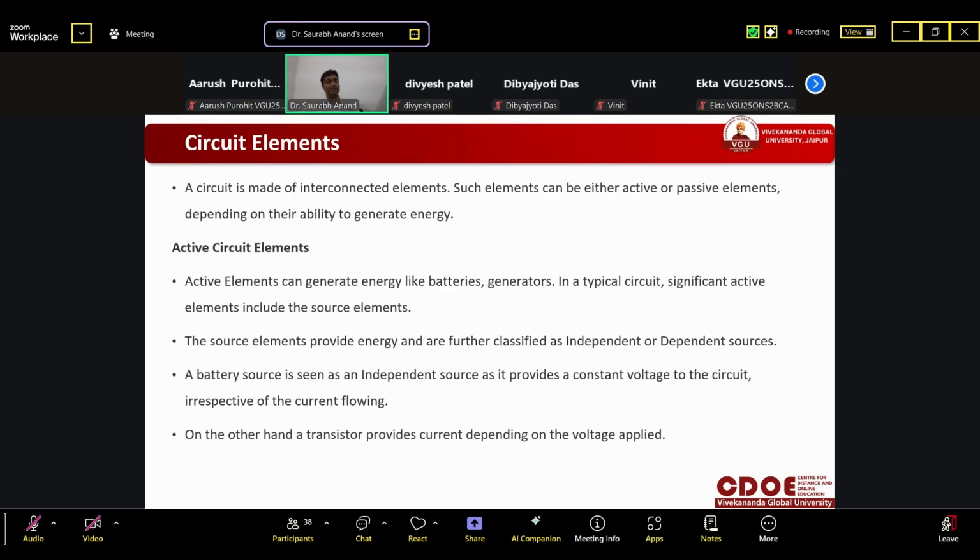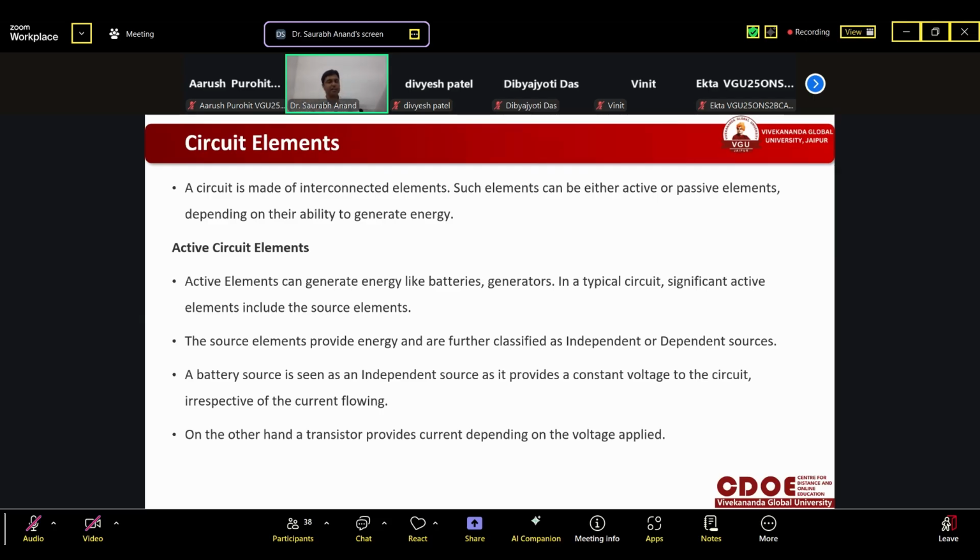So what is an active element or a passive element? How can we differentiate it? Active means those which are generating the energy, like a battery. The battery is generating; it is not consuming, it is not taking something. Generator, so what is a generator? It generates something. We have a generator that is generating the energy and providing it to the circuit.